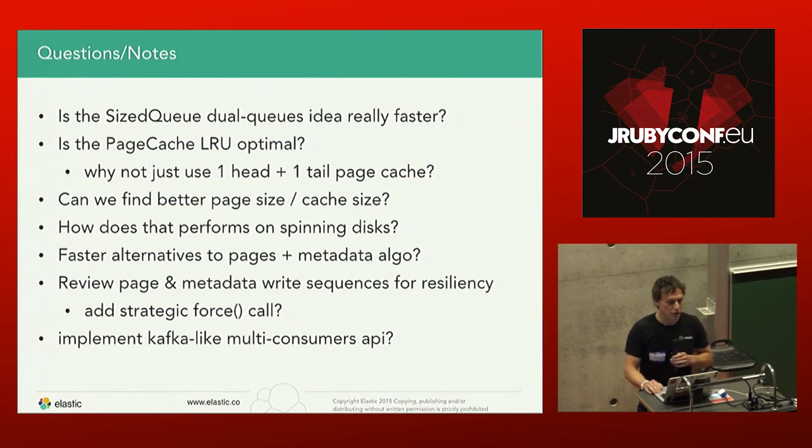So just a few notes. Do we really need a dual queue implementation for the size queue? Is it really faster? I don't know. I need to test that. The caching strategy, is it optimal? Can we find better page size and cache size? How does that perform on spinning disk? That would be interesting. I haven't tested it. Is there a faster alternative to the current page and metadata algorithm that I'm using? I don't know. Got to try that. And the code has to be reviewed in terms of resiliency. Do we need to force maybe at specific points?